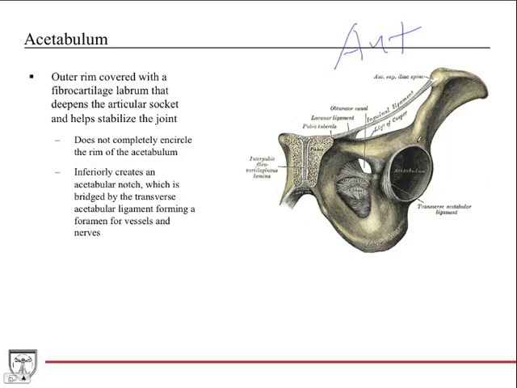It has this fibrocartilaginous ring, and again, just like the shoulder, it deepens the articular socket and helps stabilize the hip joint. One thing to note is it does not completely encircle the rim of the acetabulum here and here, and what that does is it leaves an acetabular notch inferiorly. This is bridged by what's labeled here as the transverse acetabular ligament, which you can see stretching across, and it also forms a foramen for vessels and nerves to travel through.